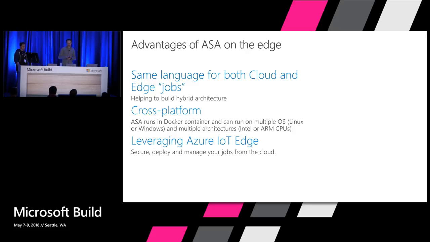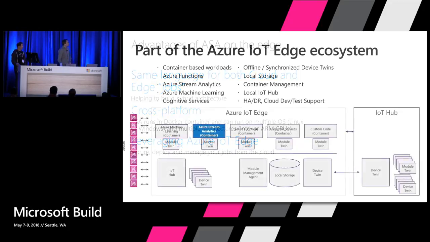It's cross-platform. We run on a Docker container. It can run on Linux and on Windows. It can run on Intel or ARM CPUs. So you can take Azure Stream Analytics wherever you want. And we leverage Azure IoT Edge for security, deployment, and manageability. So all the things you saw yesterday in the keynote, or all the things about IoT Edge, you can use here for Stream Analytics.